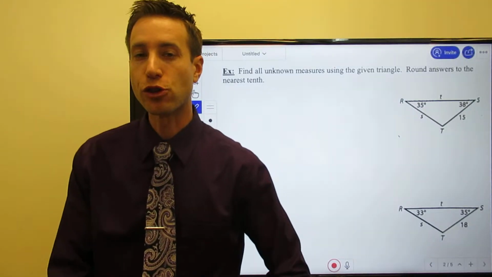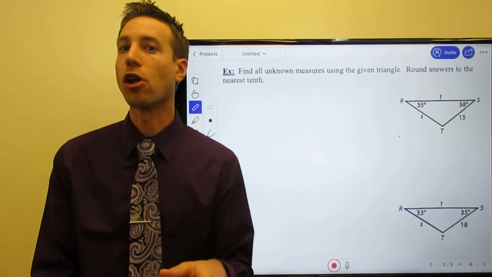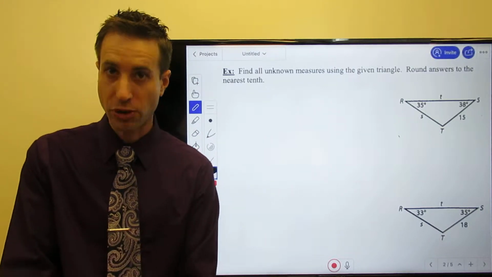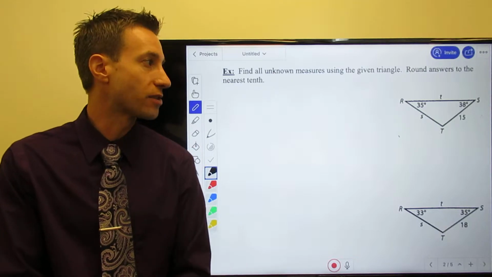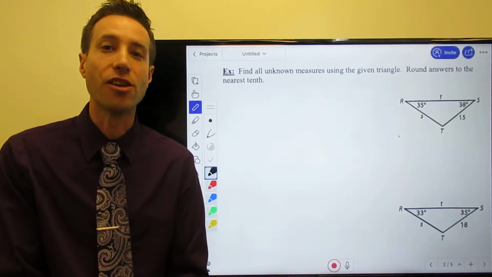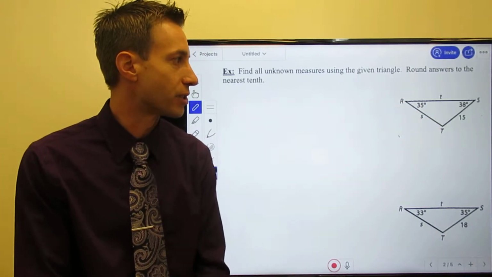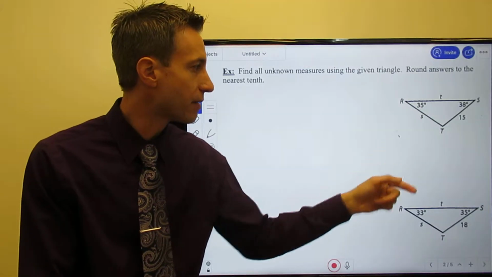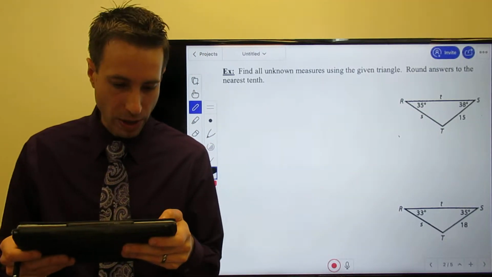Alright guys, welcome to this page of the notes. What we're now going to do is use the law of sines that we just looked at on the previous page, and use that law of sines to help us solve for some unknown lengths or angle measures in the triangles that I have given you. And so here we go, let's jump right into this.